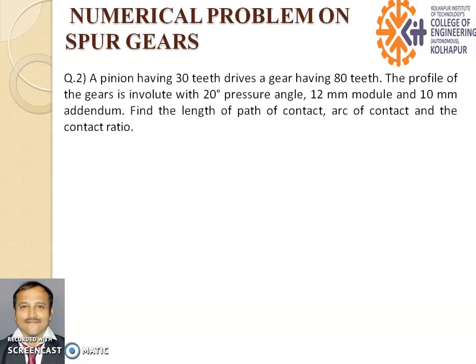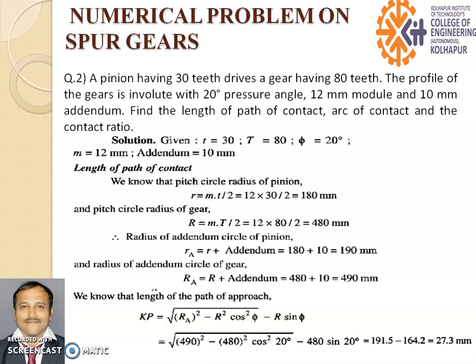a pinion having 30 teeth drives a gear having 80 teeth. The profile of the gear is involute with 20 degree pressure angle, 12 mm module, 10 mm addendum. Find the length of path of contact, arc of contact and the contact ratio. So given parameters: number of teeth on pinion 30, number of teeth on gear 80, pressure angle phi 20 degree, module m is equal to 12 mm, addendum is equal to 10 mm.